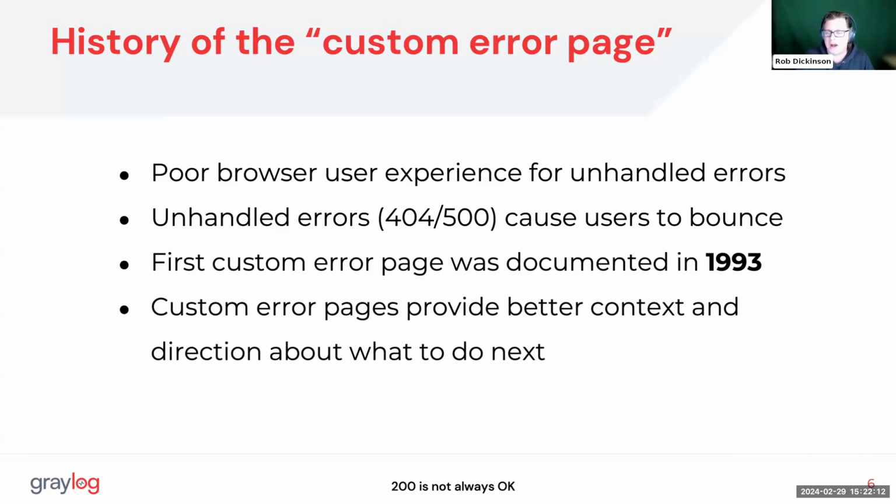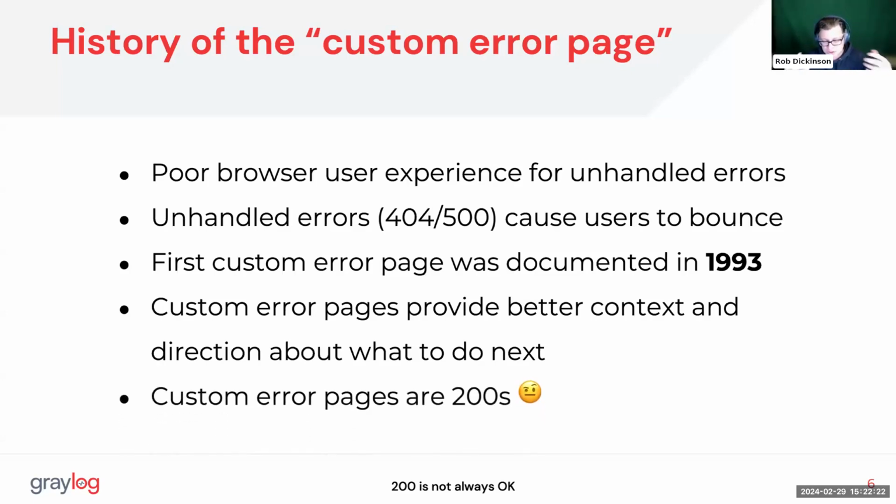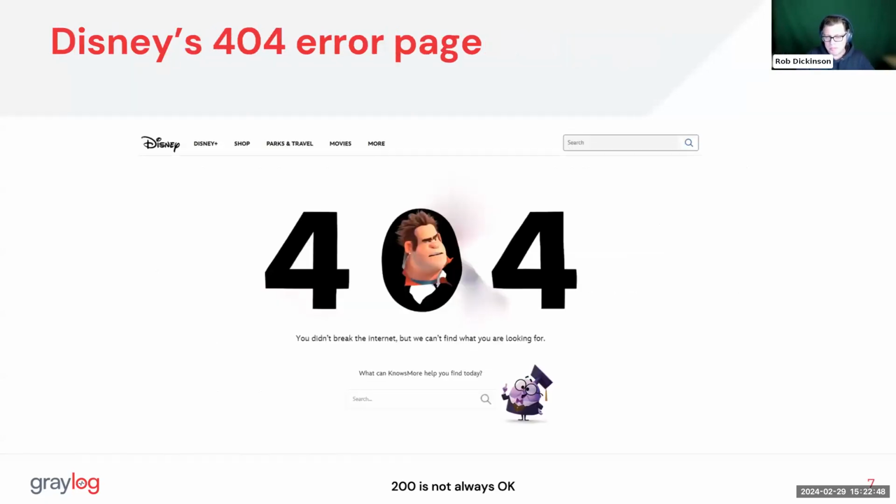We take this for granted now on the modern web, that there are going to be these custom error pages. They provide better context and they give direction about what to do next. But the tricky part from a monitoring perspective is that those custom error pages, even going back to 1993, are actually served over the wire as 200s. So you're turning a 404 or a 500 or something else into that range into a 200 from the perspective of your logging and monitoring tools. And that's obviously going to skew things.